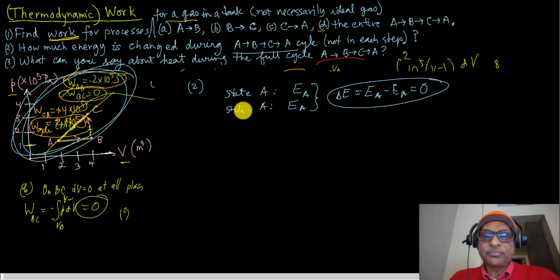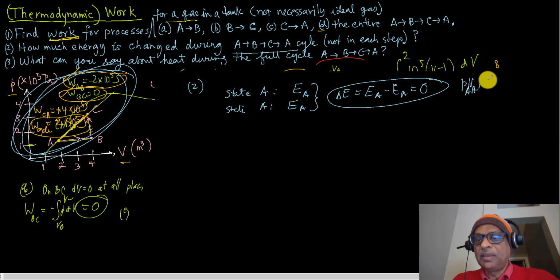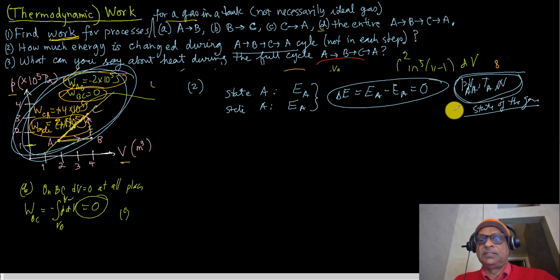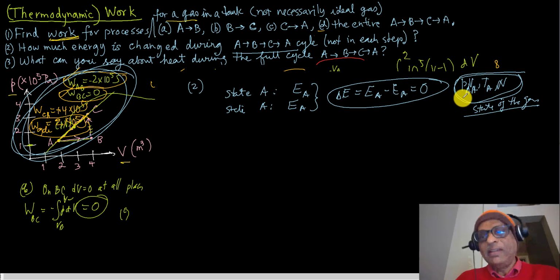So if I give you pressure A, volume A, temperature A, and how many molecules there are, I have given you the state of the gas. Unless these values change, your energy is not going to change. In an ideal gas, it is even more strict: it only depends on the temperature.